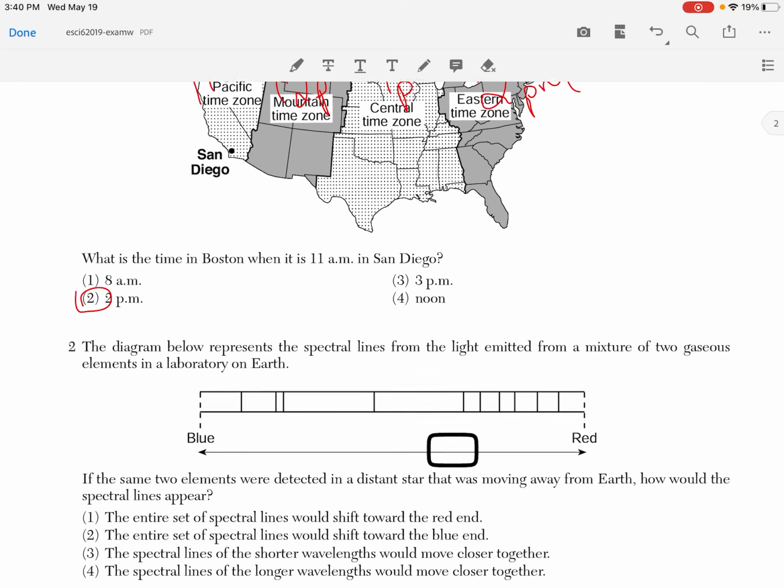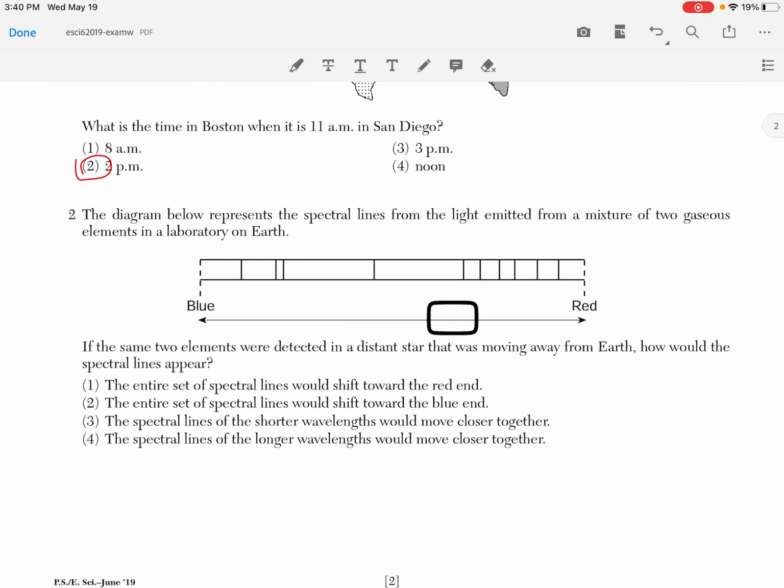Okay, question number 2. The diagram below represents the spectral lines from the light emitted from a mixture of two gases in a lab, and it's asking for what would happen if this was detected by a star that was moving away from Earth. And the key to this question is that term, moving away from the Earth.